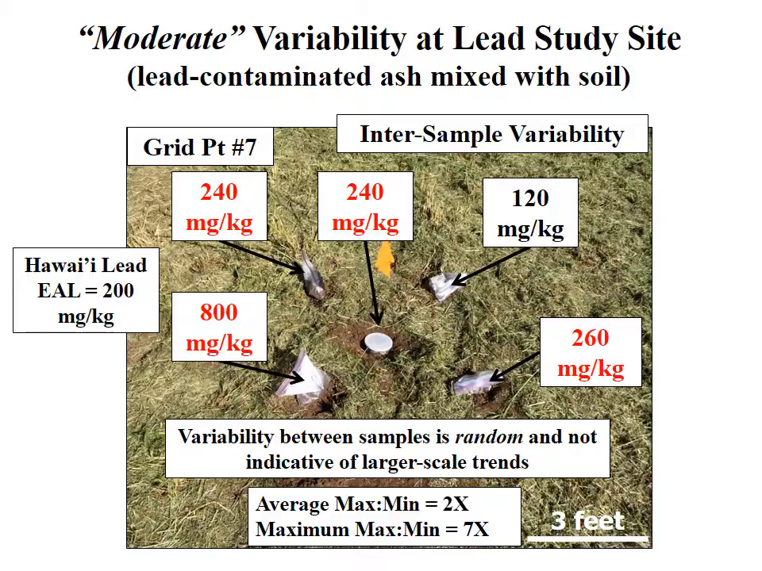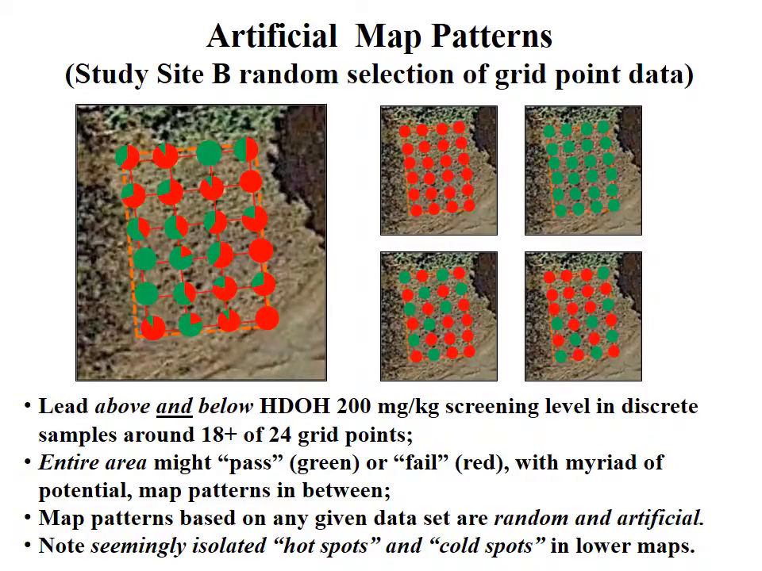The average maximum to minimum concentration reported for these co-located samples is about 2-fold, so actually less than what we see at this particular grid point. The maximum to minimum ratio is about 7-fold, the difference between the maximum and minimum concentration of lead in co-located samples. So definitely higher than the arsenic site. Let's move on. Think about the implications of this before we move on to the PCB site.